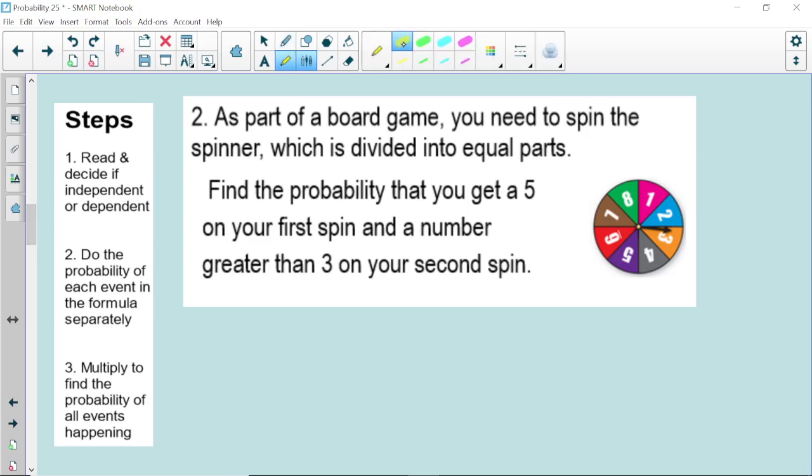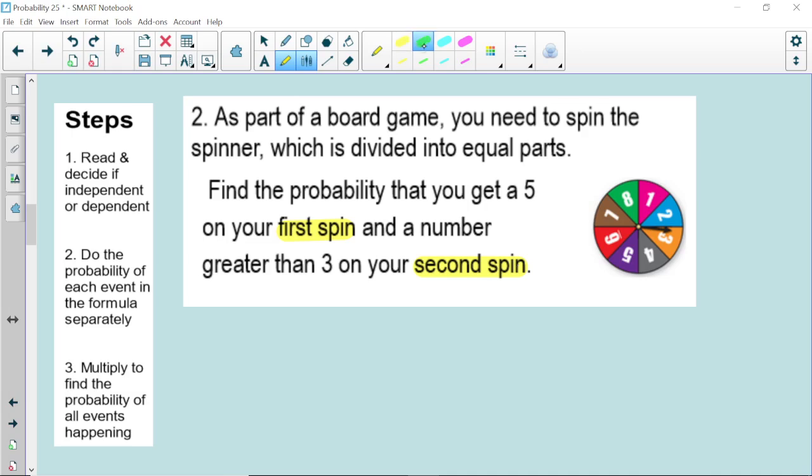So we have 1 event, 2 events. Our first thing is we gotta look at this and decide, are these event 1 and event 2 independent from each other, or are they dependent? So as part of a board game, you need to spin the spinner, which is divided into equal parts. If we're trying to find the probability of getting a 5 on our first spin, and then getting a number greater than 3 on our second spin, how many events is this? 2. We're spinning it twice. 2 events.